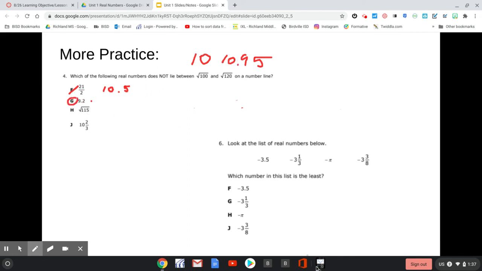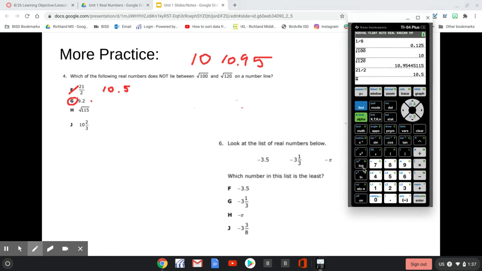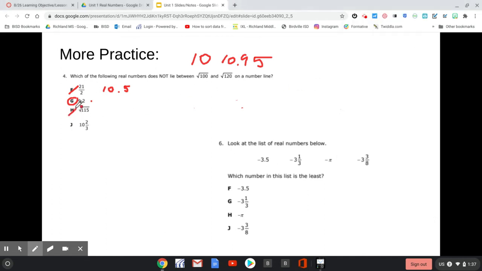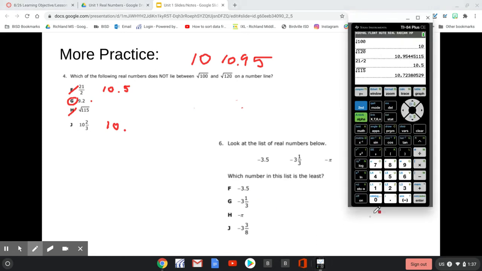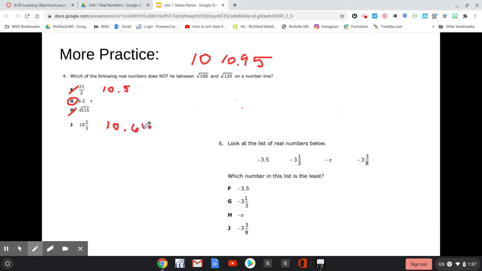Let's check this one on the calculator. The square root of 115 gives us 10.72, so that works. And our last one is going to be 10 point, let's see what 2 divided by 3 is. That gives us 6.66, and that is between those numbers as well. So we know our answer is G. Let's skip this one because it's going to take too long. Let's erase this, and then we'll go to the next slide.